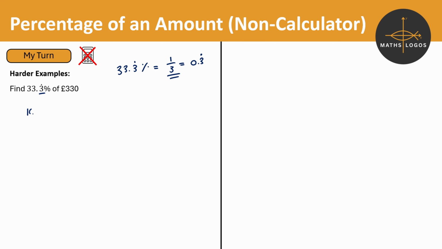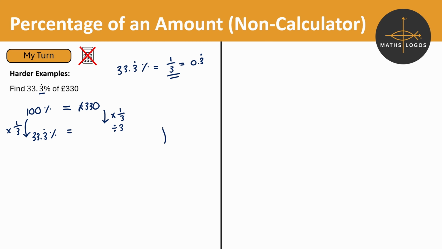Remember, we always say that our starting value is 100%, so 100% is equal to £330. And just to show you how we go to 33.3 recurring percent, we would multiply by 1/3. A third of 100 is 33.3 recurring. Therefore, we need to multiply £330 by 1/3. Multiplying by a third is the same thing as dividing by 3. So I'm going to divide 330 by 3.